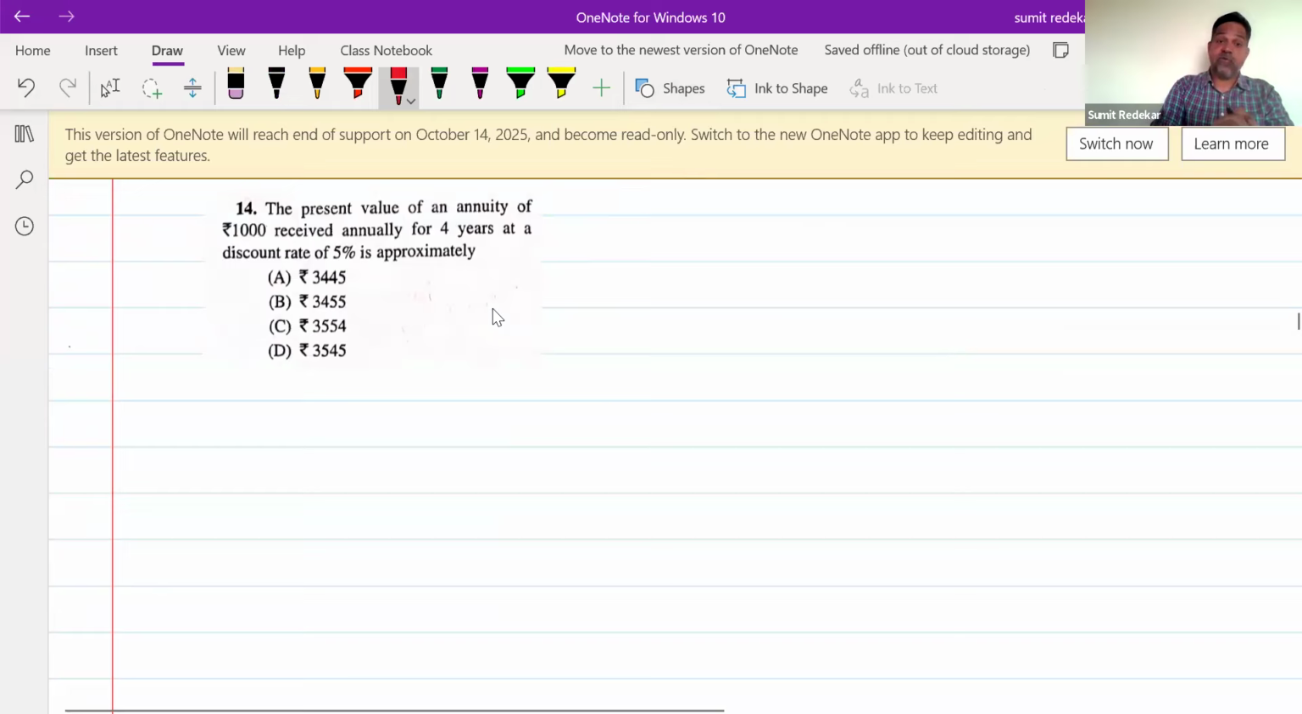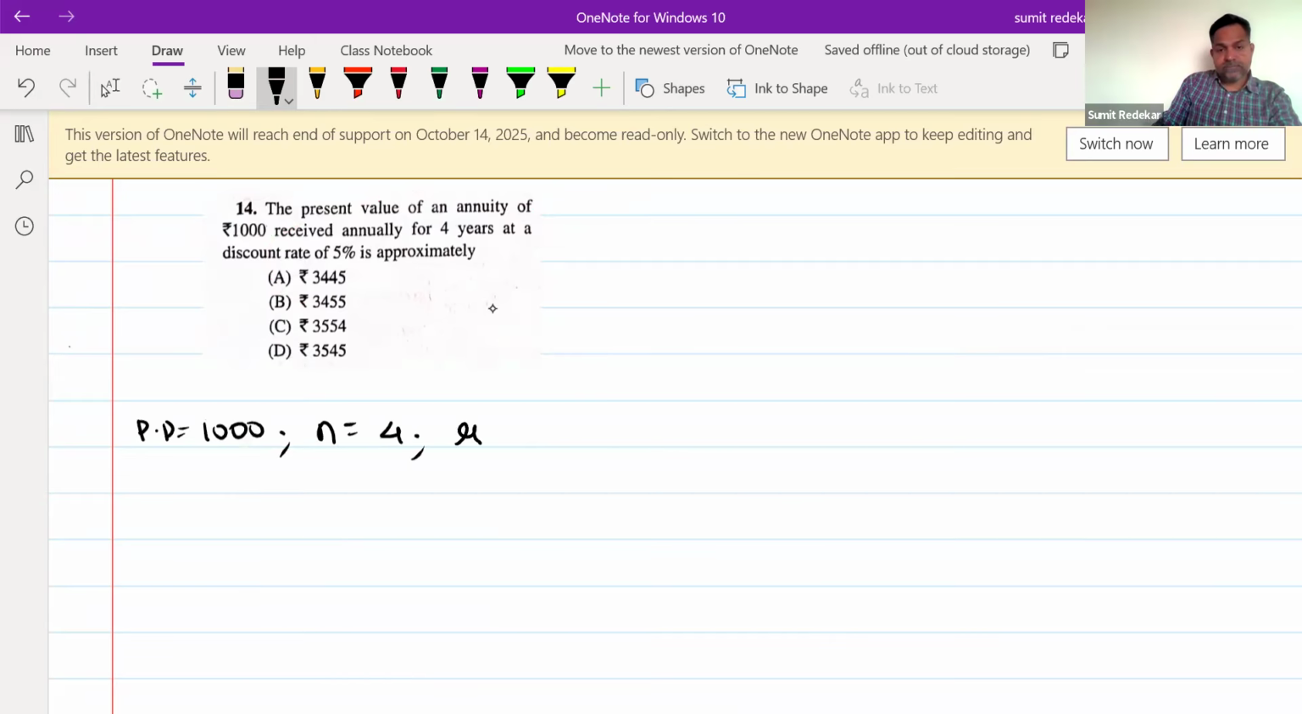The present value of an annuity of 1000 received annually for 4 years. मैंने बोला था एक डायरेक्ट स्ट्रेट क्वेश्चन पूछ रहे हैं. प्रेजेंट वैल्यू पूछा है बट एन्युइटी का. आपकी पीरियोडिक पेमेंट है 1000 रुपए की फॉर अ पीरियड ऑफ 4 years एट अ रेट ऑफ 5%. तो इंटरेस्ट की बात करो तो 0.05 हो जाता है.